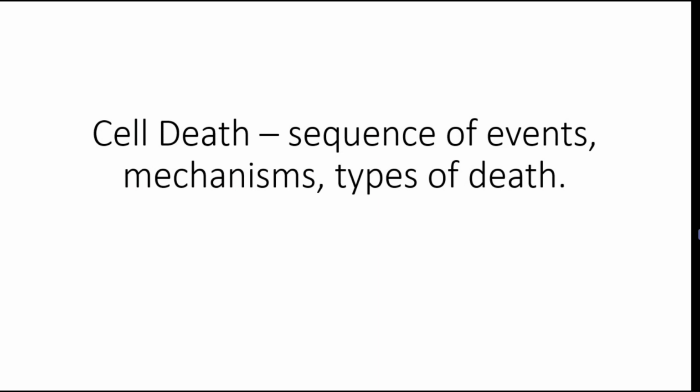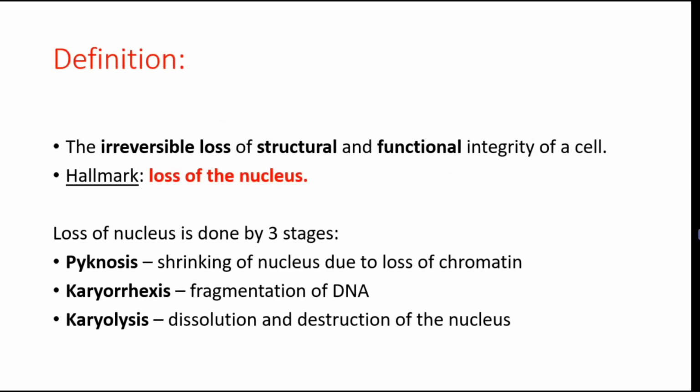So let's begin. First we start with the definition of cell death. The basic definition of cell death is the irreversible loss of structural and functional integrity of a cell, and the hallmark of cell death is the loss of the nucleus, basically. And there are three ways in which you should be able to describe how the loss of nucleus occurs.